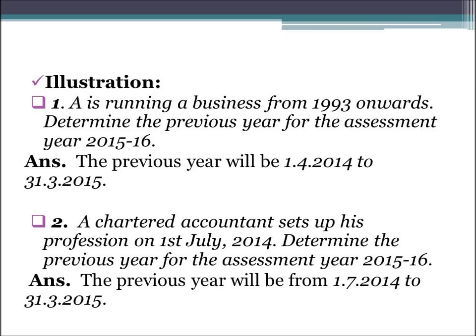It will be 2014-15. The previous year 2014-15 normally starts from 1st April, but here, as he is setting up his practice on 1st July, his previous year will be from 1st July 2014 to 31st March 2015. Having found the previous year, his assessment year will be the year just following it, that is 2015-16. The previous year is the year in which he started practice, irrespective of whether he started on 1st April or not. He started on 1st July, so his year also starts from 1st July. So his previous year will be 1st July 2014 to 31st March 2015, and the assessment year will be from 1st April 2015 to 31st March 2016, that is 2015-16.